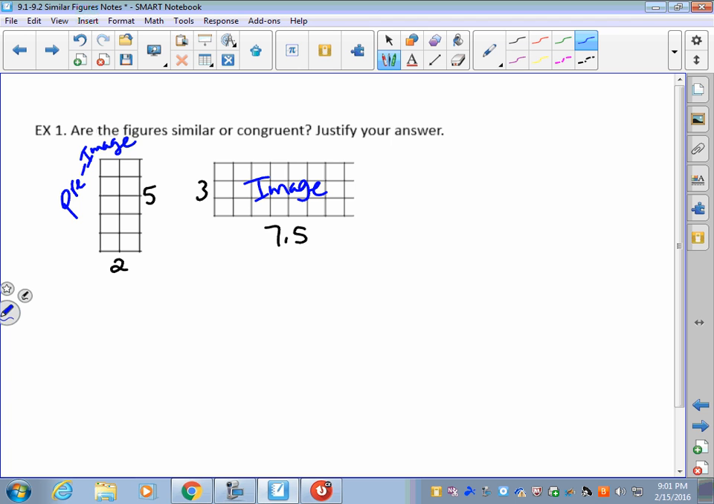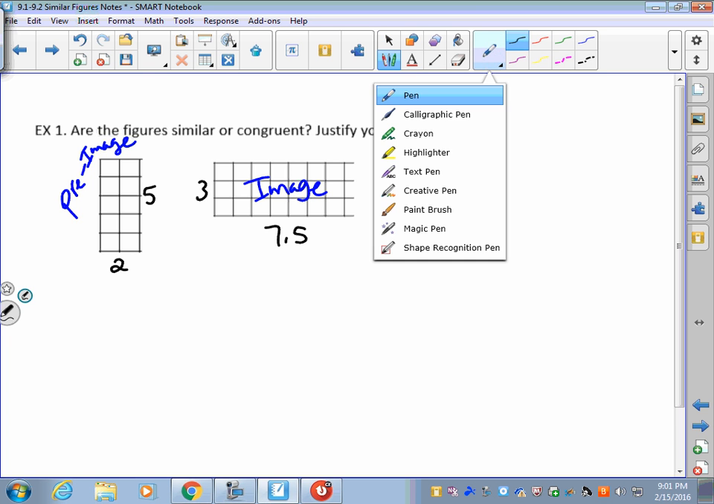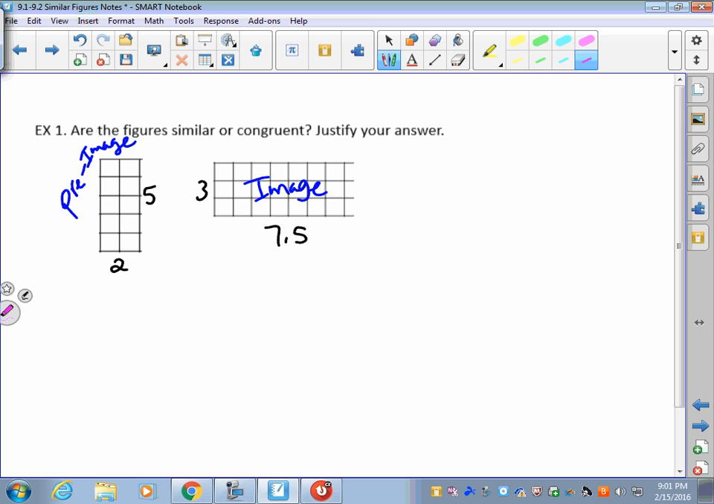Now, understand that these are not in the same orientation, so you have to spatially visualize it, put it in that orientation, and just recognize which parts are going to go together. So understand that if I'm looking at the 2, it actually corresponds with the 3. Those two, and I'm color coding so you know what parts go together. And then if I'm looking at the 5, those 5 units actually go with the 7.5.